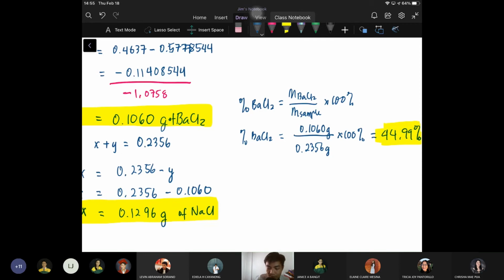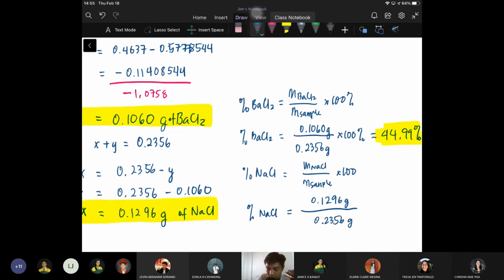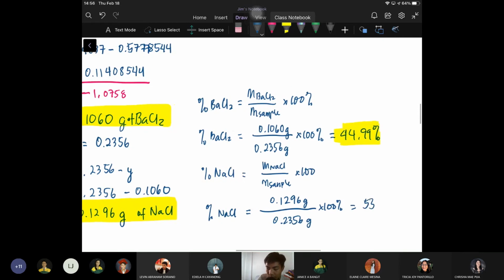Okay, so yan yung percentage ng barium chloride sa ating sample. To get NaCl, ganun din, mass NaCl divided by mass ng sample times 100, or basically you can just subtract this from 100 para makuha mo yung sa NaCl. So that will be 0.1296 grams, 0.2356 grams times 100%. So that will be 55.01%. Okay.